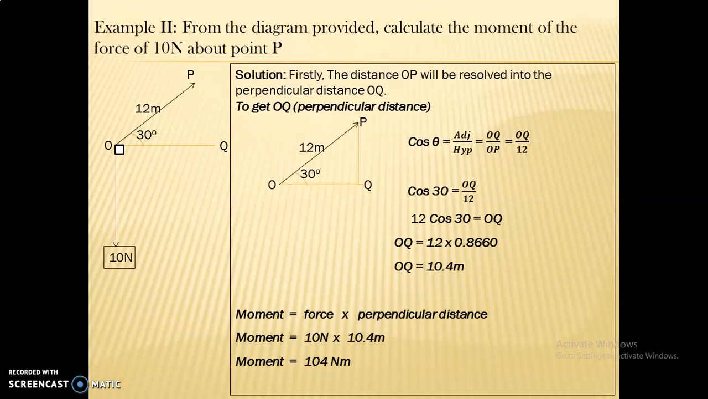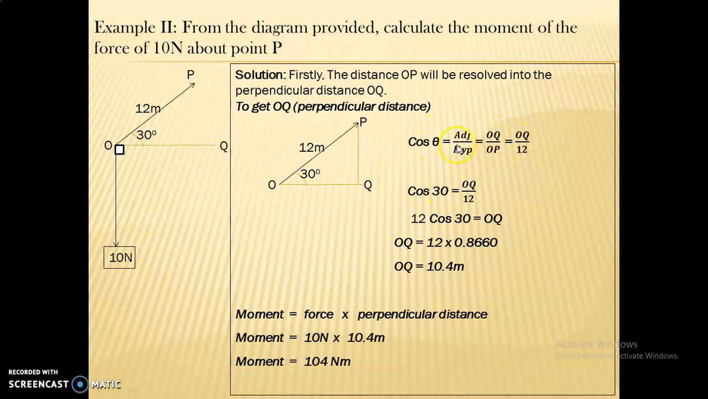We have another question here. If you look at this one, the distance provided for us here is 12 meters and the force applied is 10 newtons. Now look at it. Remember I said that the distance we are using must be the perpendicular distance, and the perpendicular distance is OQ, which is this. So we first of all have to use SOHCAHTOA to determine the distance OQ, then we multiply it with 10. That will give us the moment of the force. So that is what we have done here.